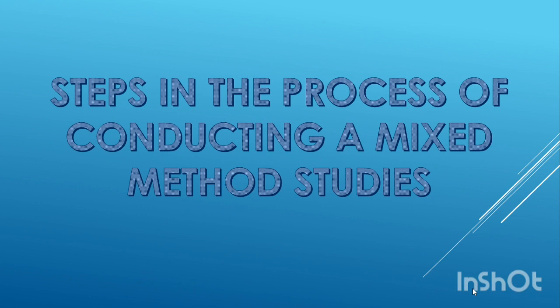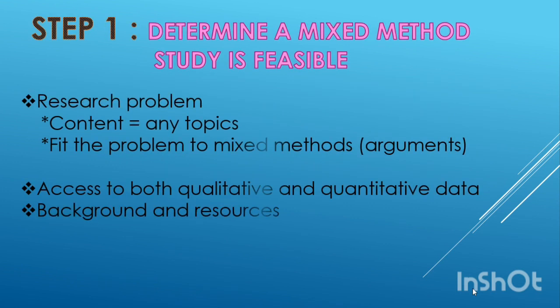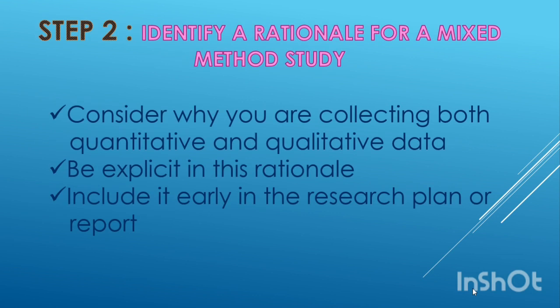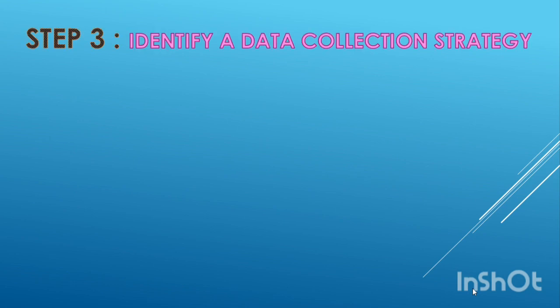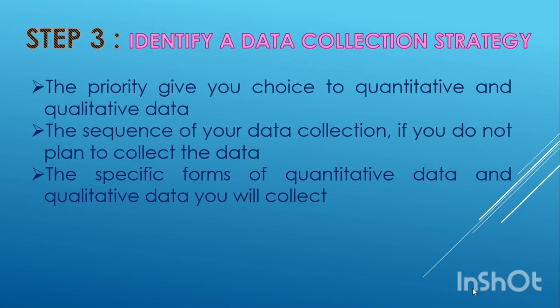So we have steps in the process of conducting a mixed method studies. First, you determine a mixed method study and that is feasible. So you first find a problem that is accessible or that is suitable for both qualitative and quantitative data. Second one is you identify a rationale for a mixed method study. So you should consider no nga nung nag-collect ka og quantitative and qualitative data. Then you identify a data collection strategy. No, kung unsa imong unahon, quantitative ba or ang unahon mo sa qualitative.